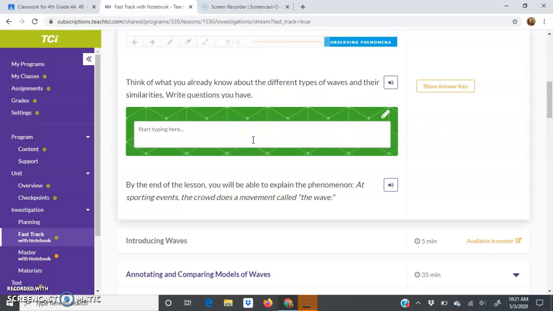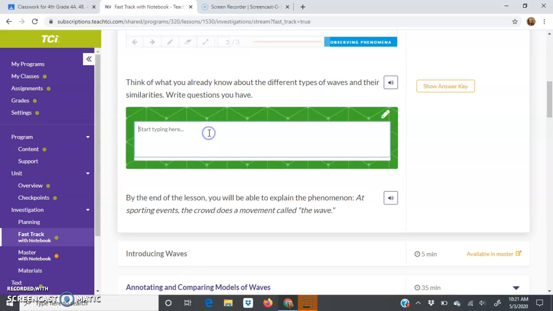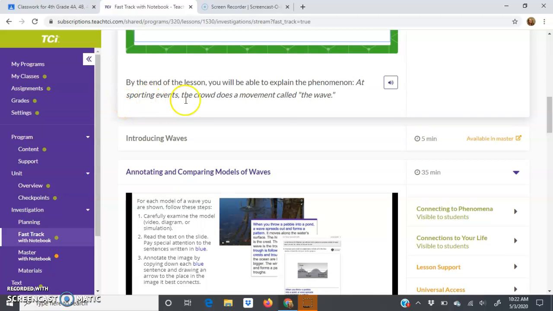So here is an interactive part of this site that I really like. It says, think of what you already know about the different types of waves and their similarities. Write questions you have. One of my questions would be, do all waves travel at the same speed? Maybe you have a different question. If you do have questions, make sure you put those in your exit ticket at the end because I would love to answer them, or if I don't know the answer, I will definitely find it out. All right, it says, by the end of this lesson, you will be able to explain the phenomenon at sporting events where the crowd doesn't move, called the wave.